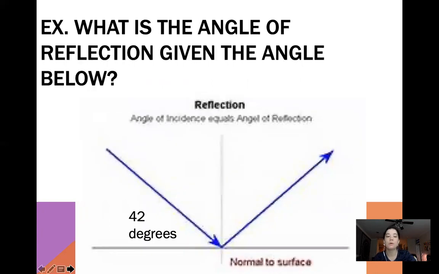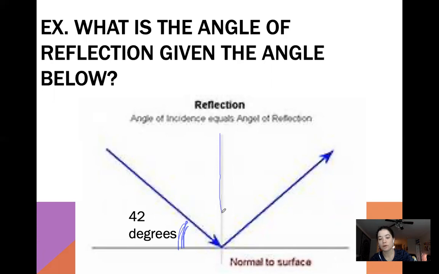Here's another one. We want to know what the angle of reflection is going to be given this angle below. So I'm saying with 42 degrees that this angle right here is 42 degrees. If we're going to find the angle of reflection, we first need to find the angle of incidence.